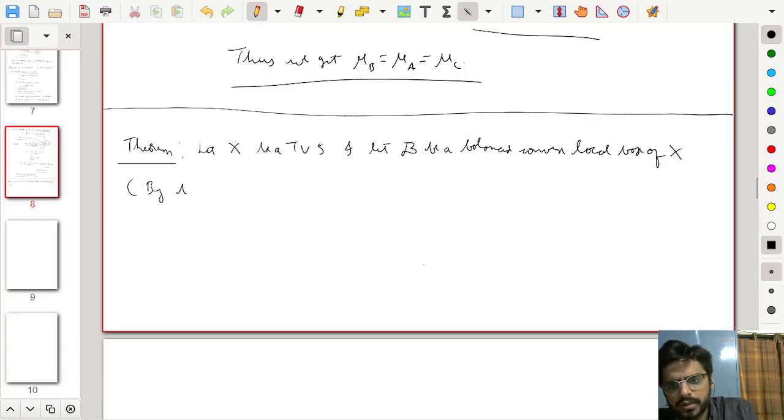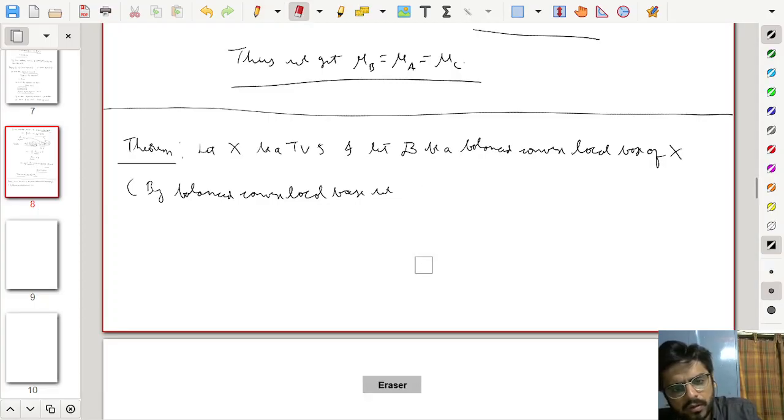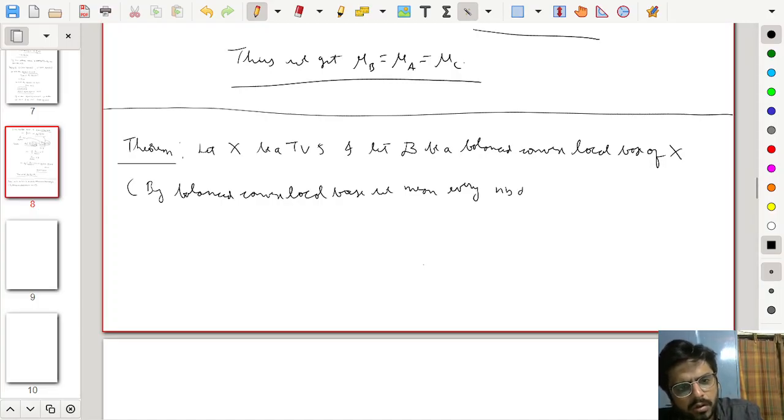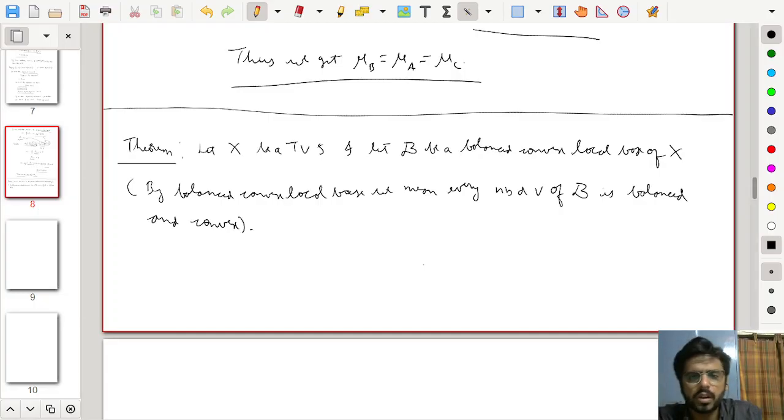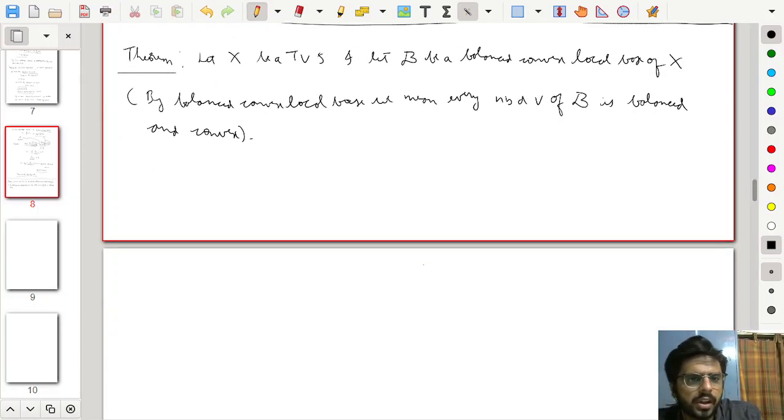By balanced convex local base, we mean every neighborhood V of B is balanced and convex. Okay, so let X be a TVS and let B be a balanced convex local base of X.